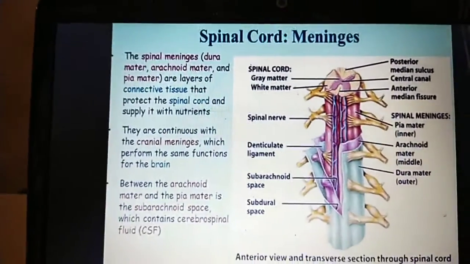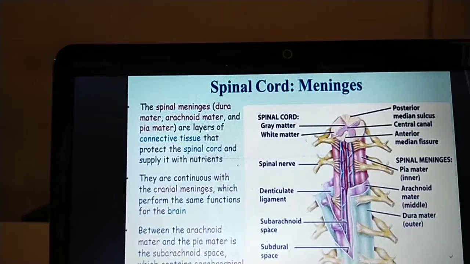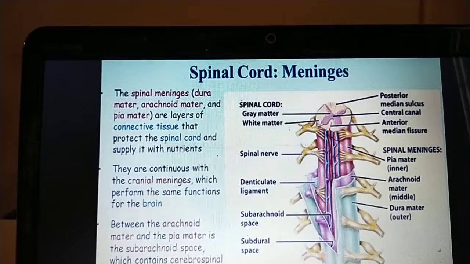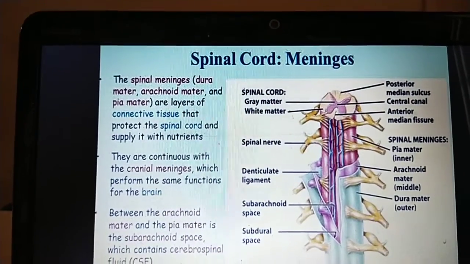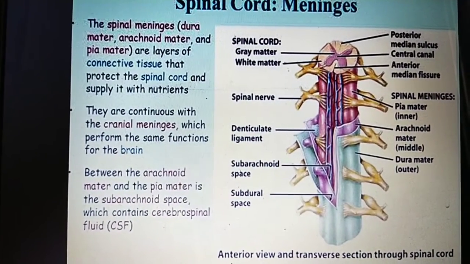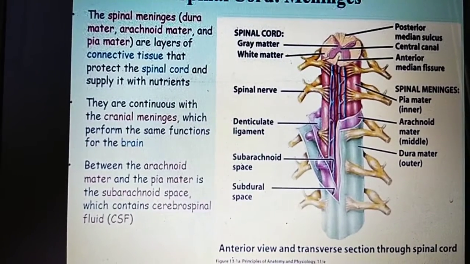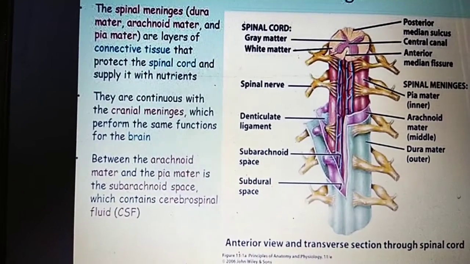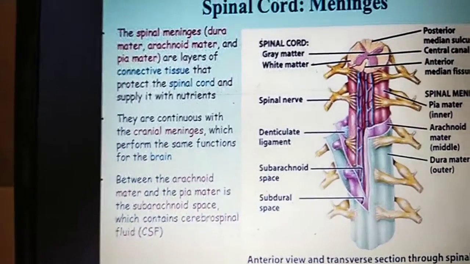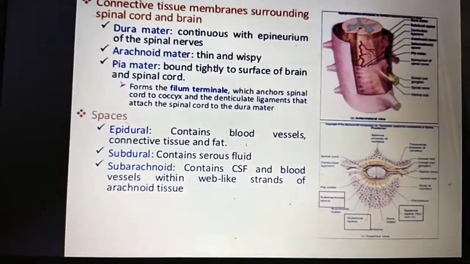Okay, the spinal meninges, dura mater, arachnoid mater, and pia mater are layers of connective tissue that protect the spinal cord and supply it with nutrients. They are continuous with the cranial meninges, which perform the same function for the brain. The space between the arachnoid mater and the pia mater is the subarachnoid space, which contains the cerebrospinal fluid. In short, it contains the CSF.